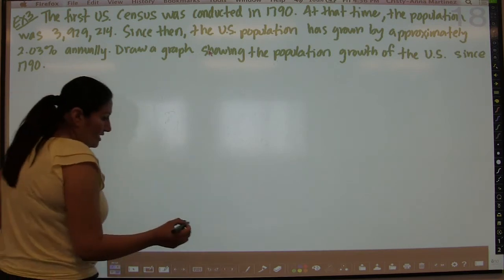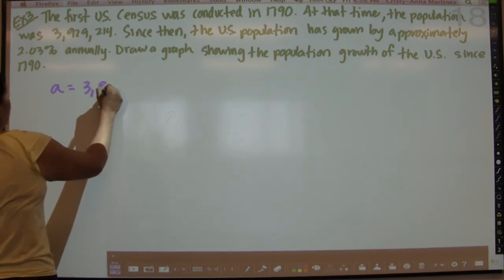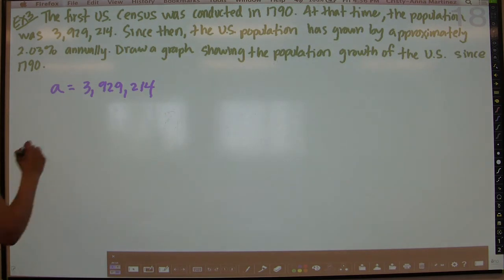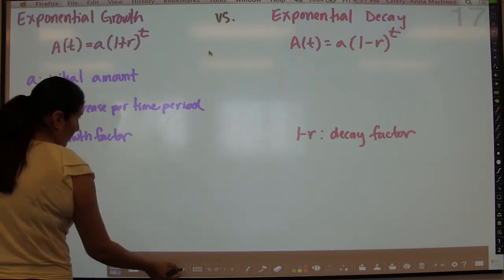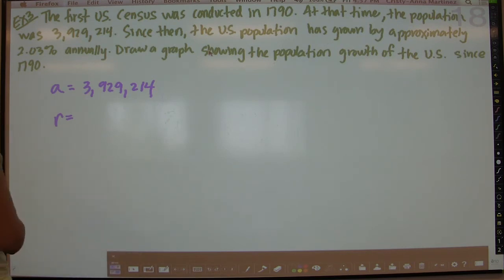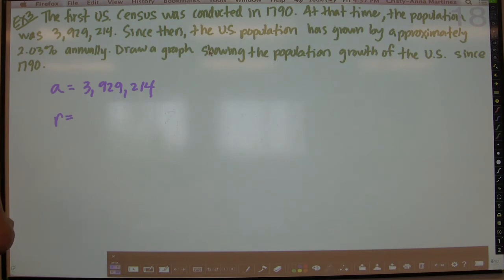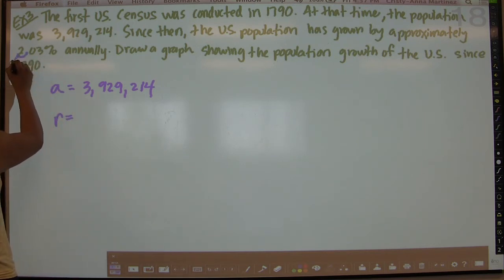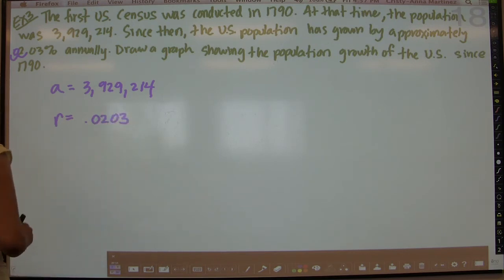So A, we said, was the initial amount. So we have that from our word problem, that A is 3,929,214. The other thing that we need to have is our R value, and R is the percent increase, if you remember, per time period. The time period here is a year. It says annually. So it's going to be 2.03%. But you want to take that number and write it as a decimal. So 2.03% means that you move the decimal 2 places over. So you actually get 0.0203 as your R value.